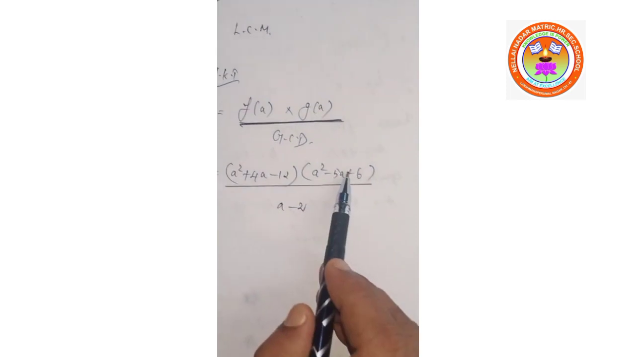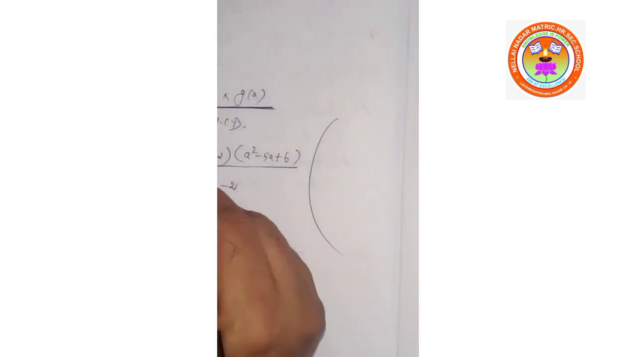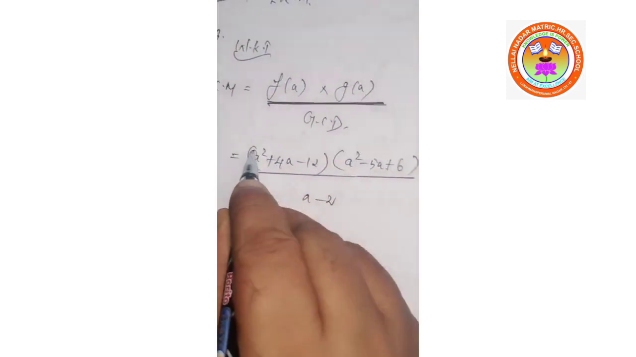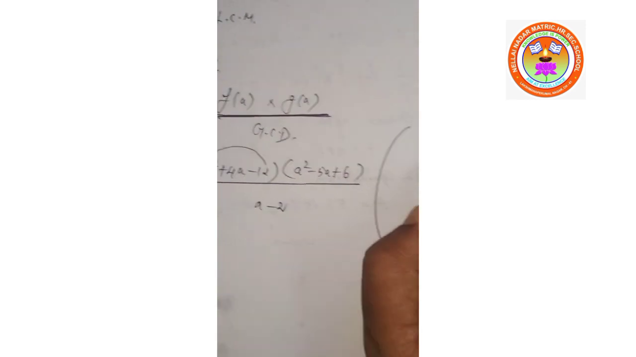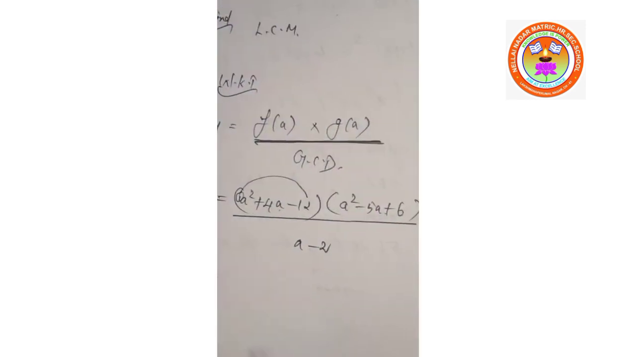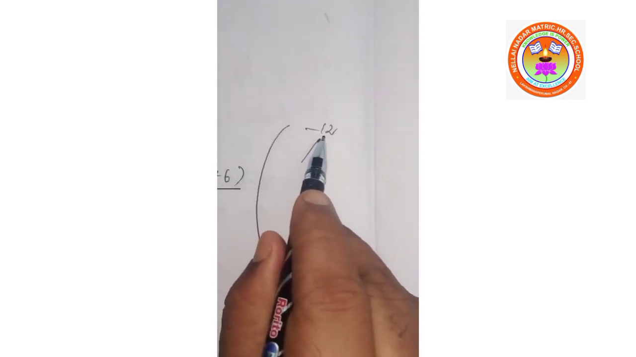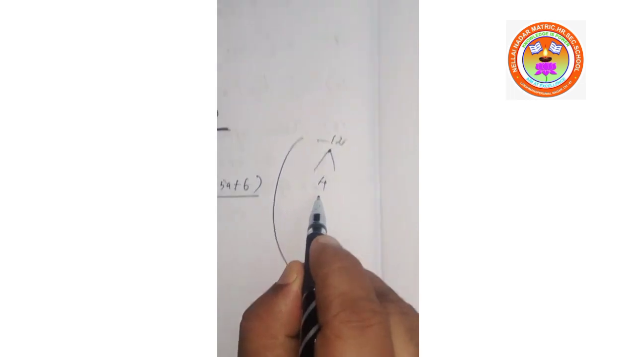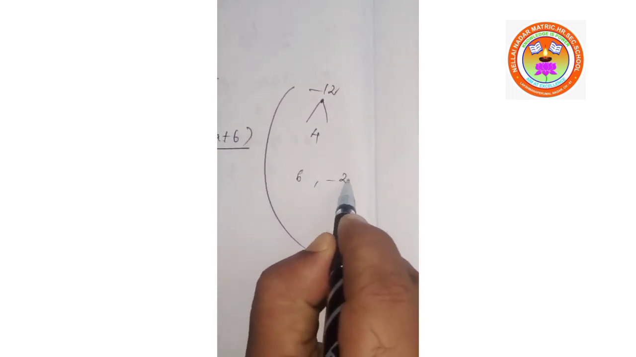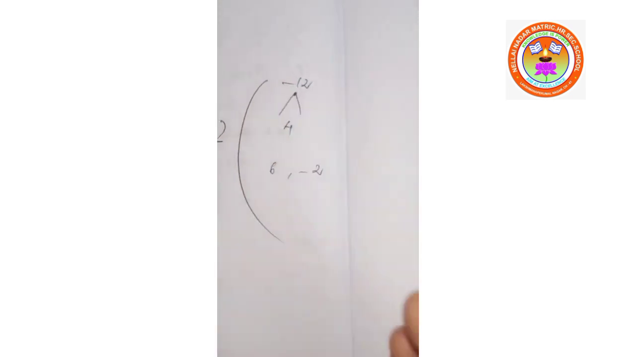Take any one of them. Factorize. I take the first one. What is the coefficient of a squared? 1, correct? 1 into minus 12, minus 12. Coefficient of a is 4. You have to find two numbers. Product of the two numbers equals minus 12, and sum of the same two numbers equals 4. So obviously 6 and minus 2, correct? 6 minus 2 equals 4. 6 into minus 2 equals minus 12.